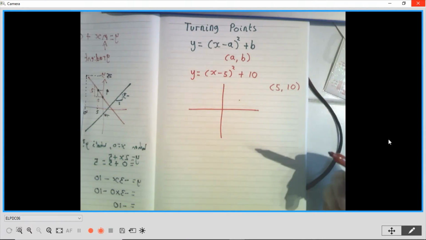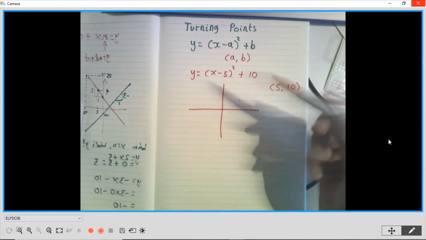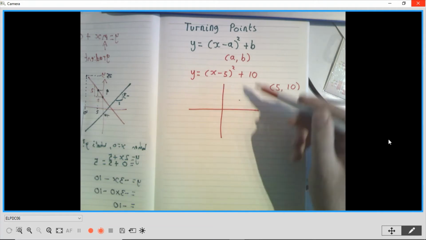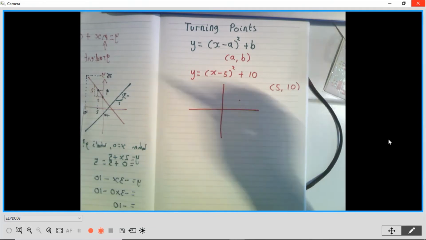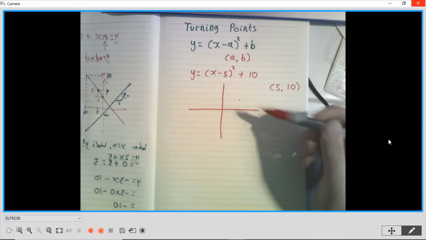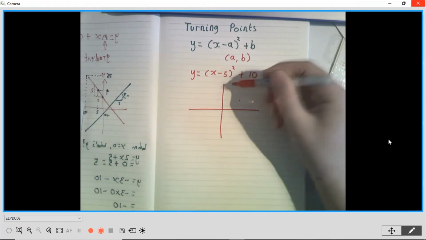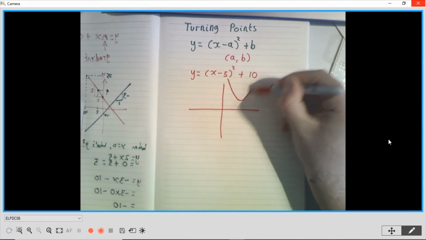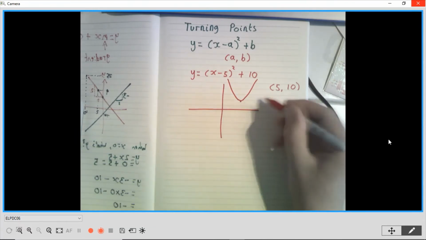And I'm just left asking myself, is it a positive coefficient for x squared, or is it a negative? In other words, is it a U shape or is it an N shape? Well, in this case, we're going to end up with a positive x squared. So this is going to be a U-shaped graph. Okay, and straight away we know the turning point is (5, 10).